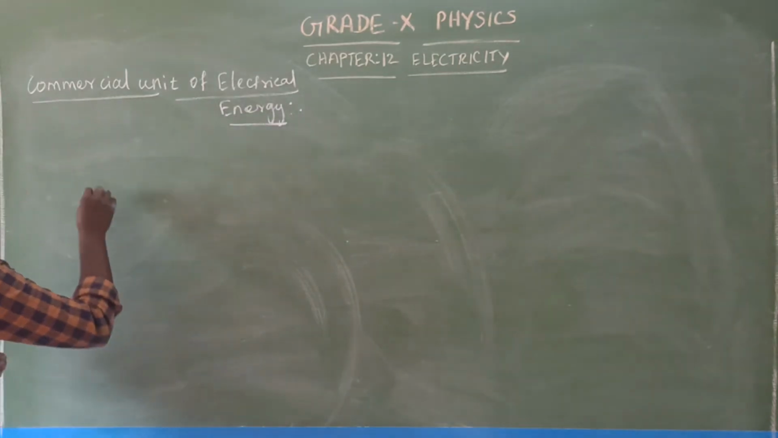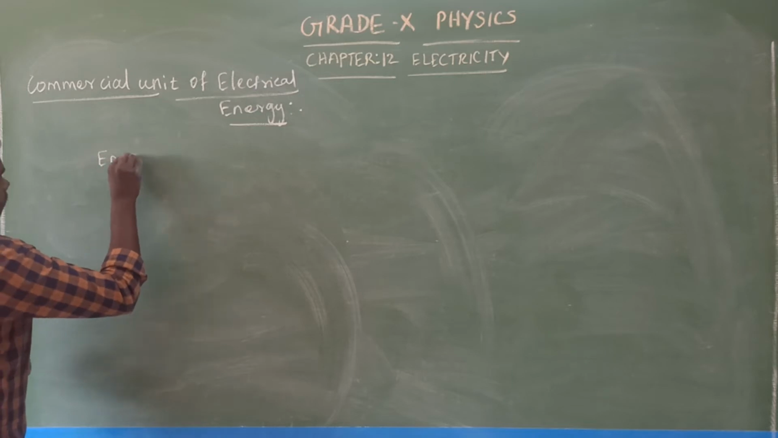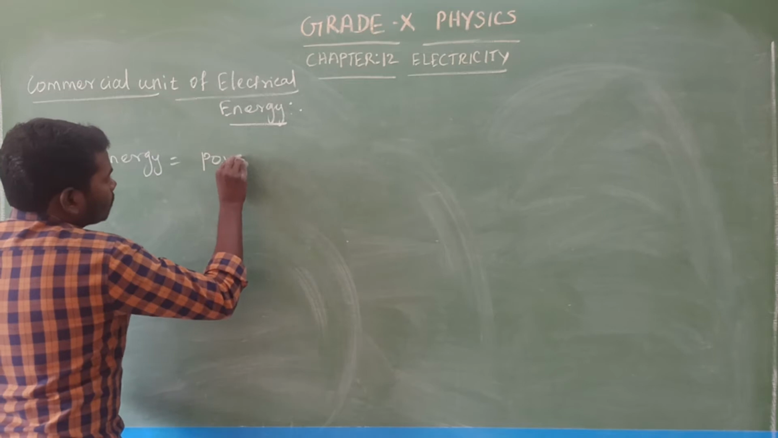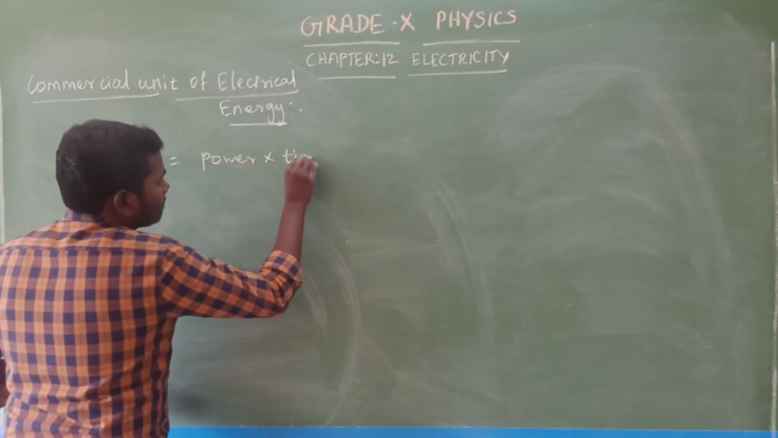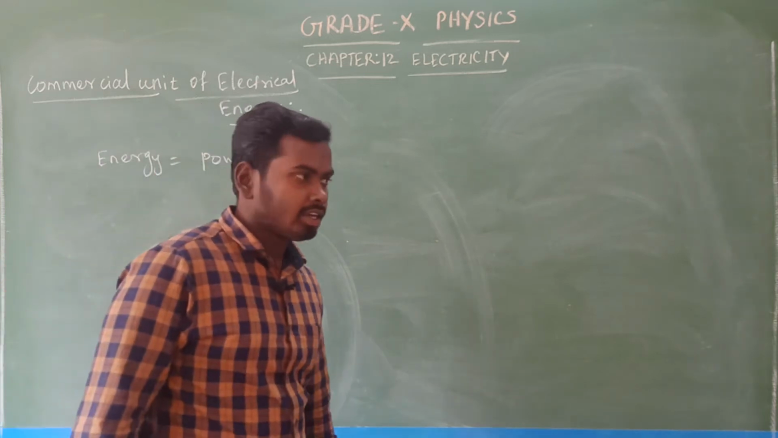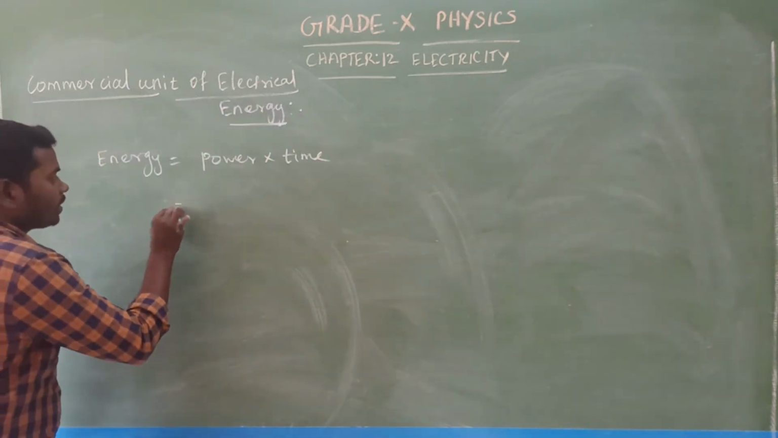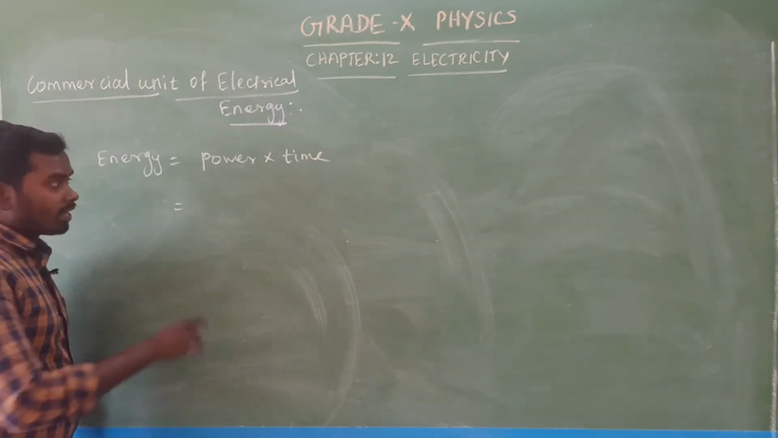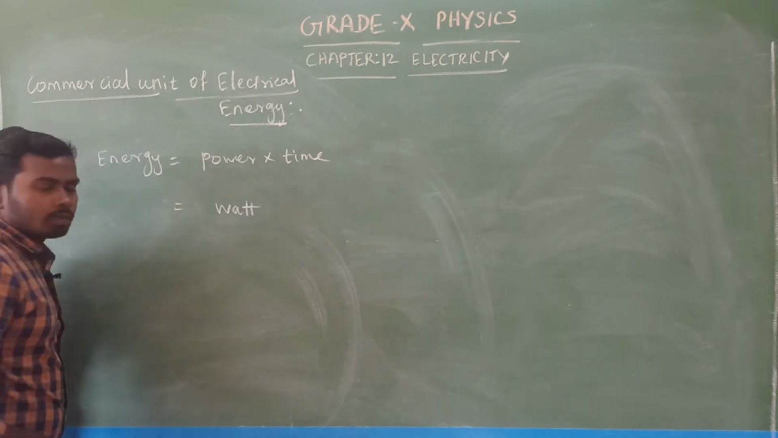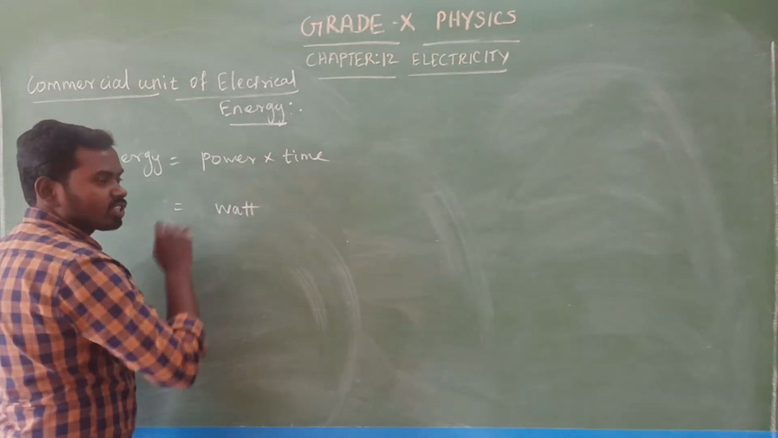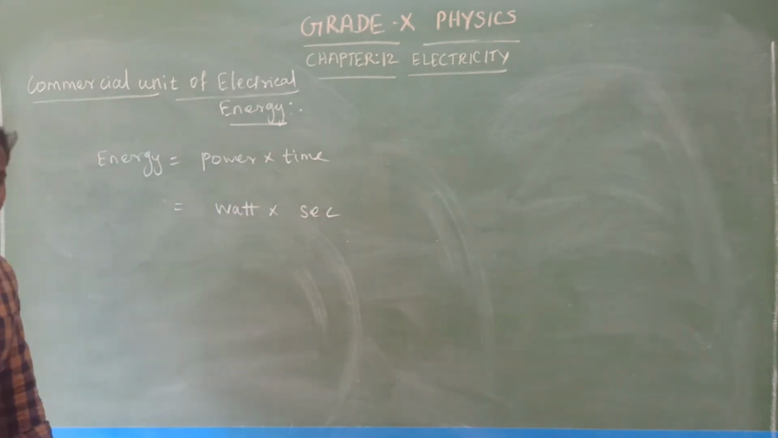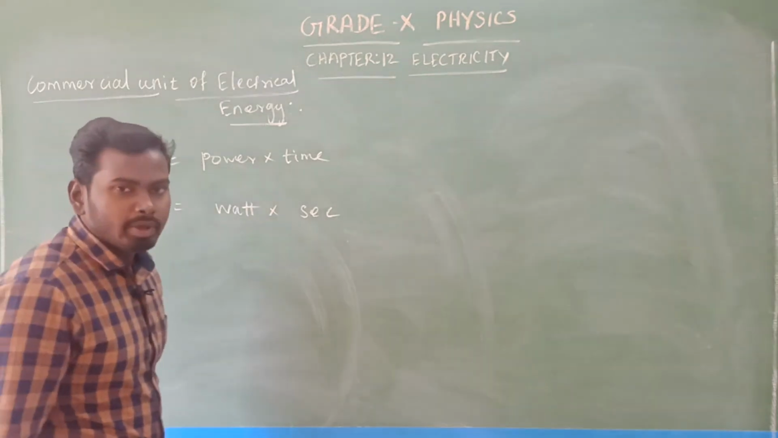So already we know energy is equal to power into time. Already we know very well, isn't it? Here, what is the SI unit of power? The SI unit of power is watt. And what is the SI unit of time? The SI unit of time is second.